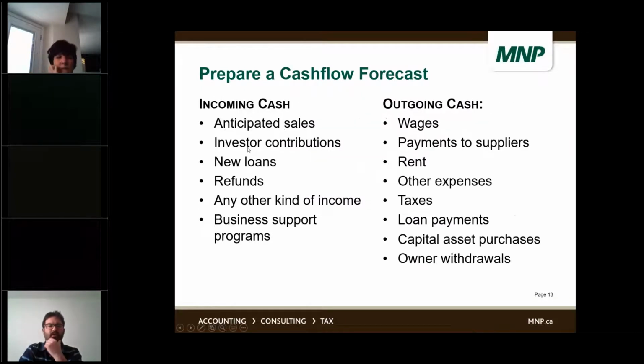So I just put a list here of some of the things that you might see in a cash flow forecast or cash flow projection. Some of the different incoming cash items: anticipated sales, like I mentioned, investor contributions, new loans, and I know Dylan or someone else might talk a little bit more about some of the loans that are available now. There is that $40,000 loan. There are some working capital loans going through the BDC. Even your home bank might be willing to work with you on providing some more cash injection if possible.